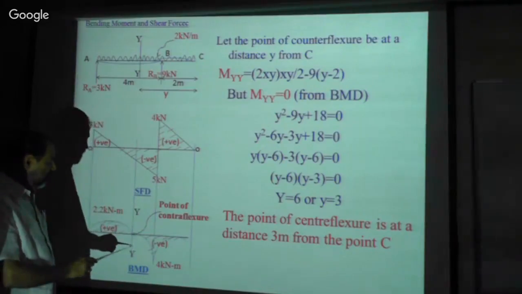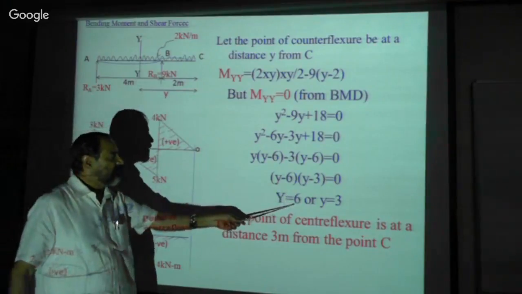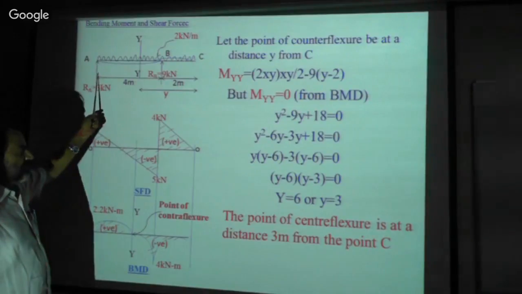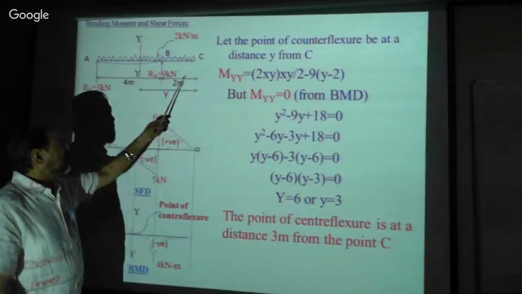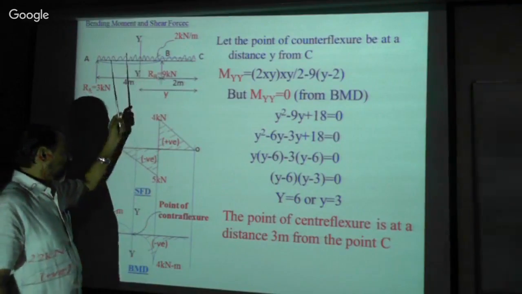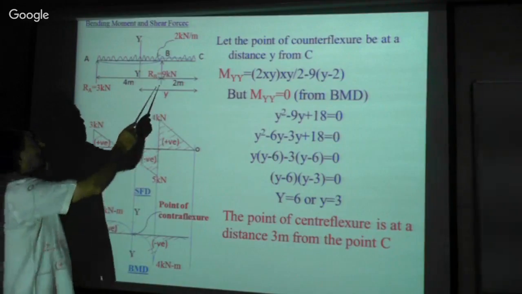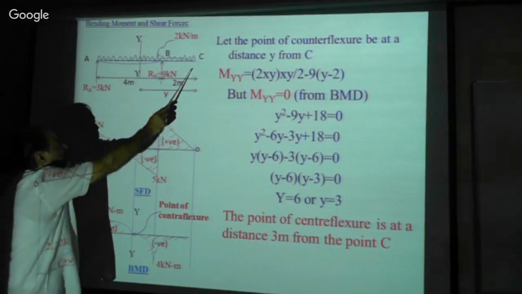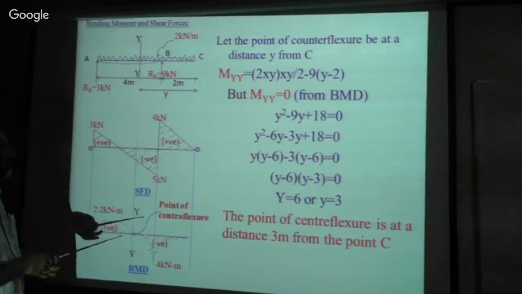From here to here it is 3 meter. We can't take 6 meter, because if you take 6 meter, it will reach beyond the beam, to this location, which is not practical. Therefore y is equal to 3 meter. From this support it is 1 meter. The point of contraflexure occurs at a distance of 1 meter from support B or 3 meter from point C. Now you have to write down the answers for this.